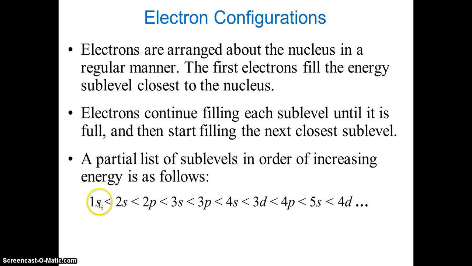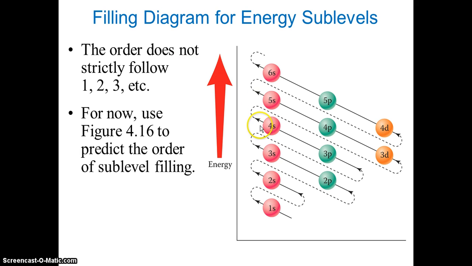When you start adding electrons, you can see 1s2, 2s2, 2p6 and then you keep adding until you have the capacity done for that particular element. Here is a diagram where the order does not strictly follow 1, 2, 3, but you can predict the order of sublevel filling: 1s, 2s, 2p, 3s, 3p, 4s, and that way you go diagonally, and that's how you fill in electrons in those sublevels.